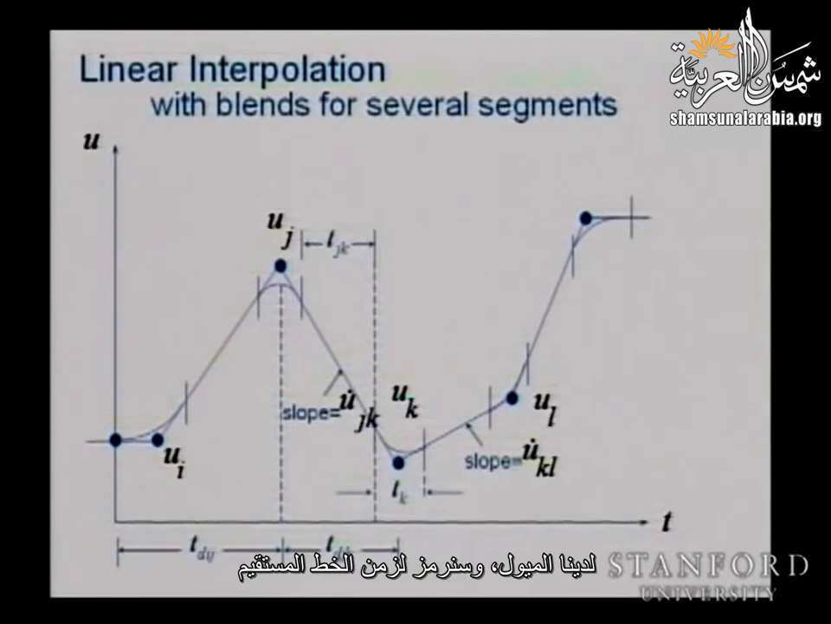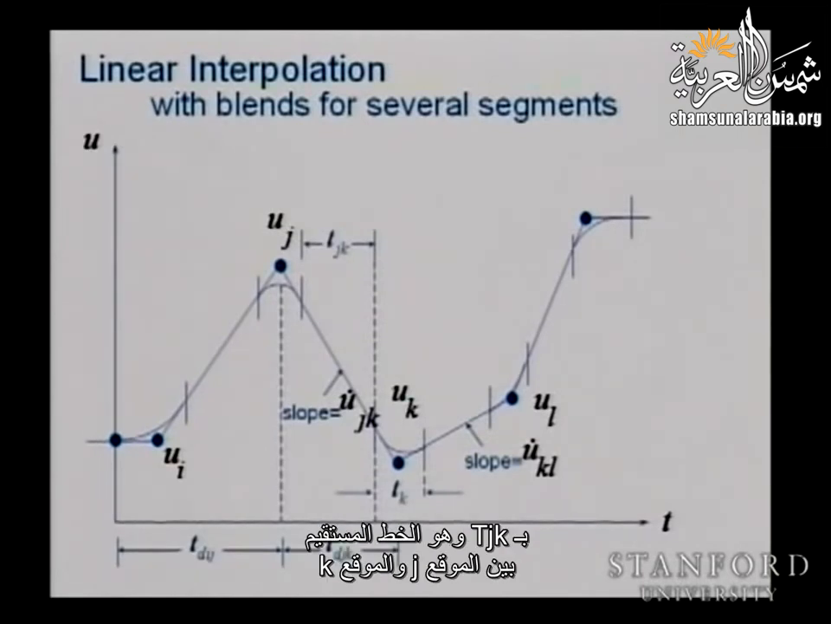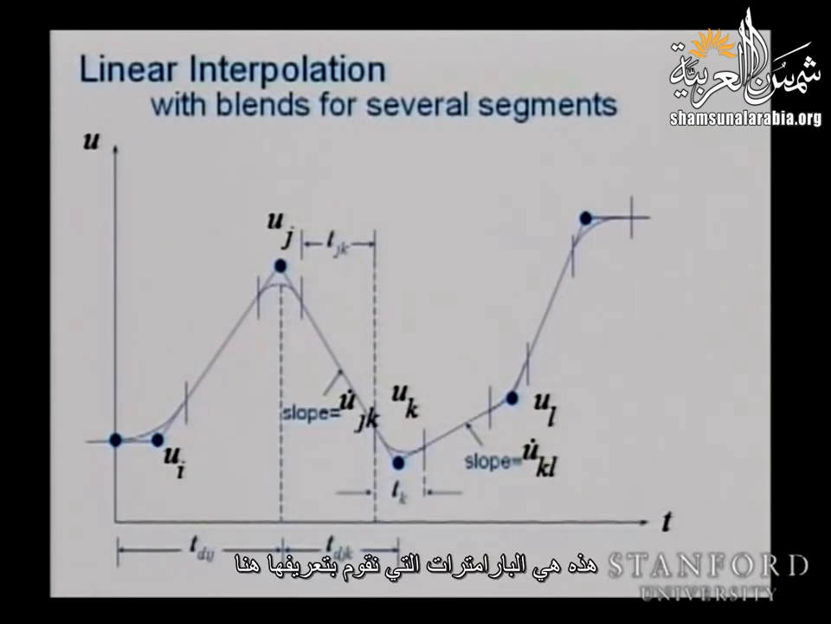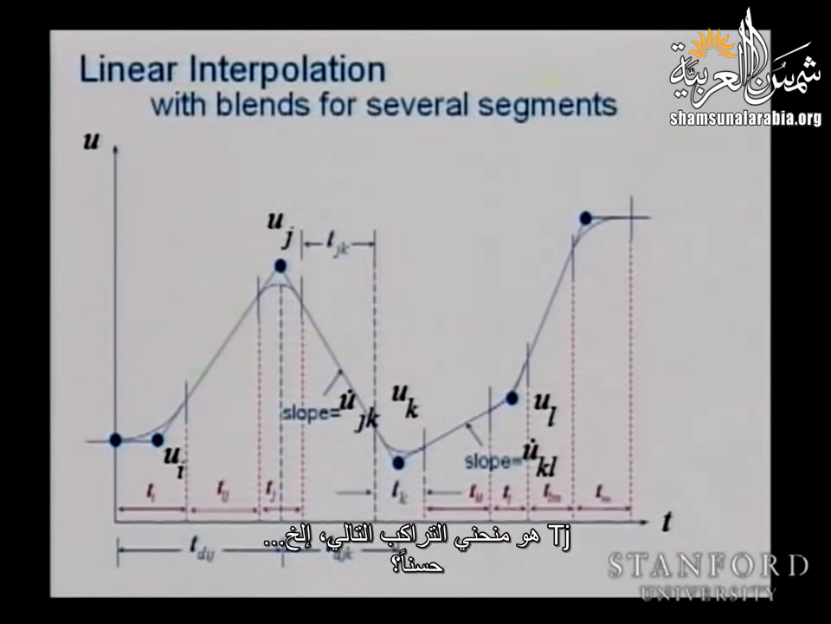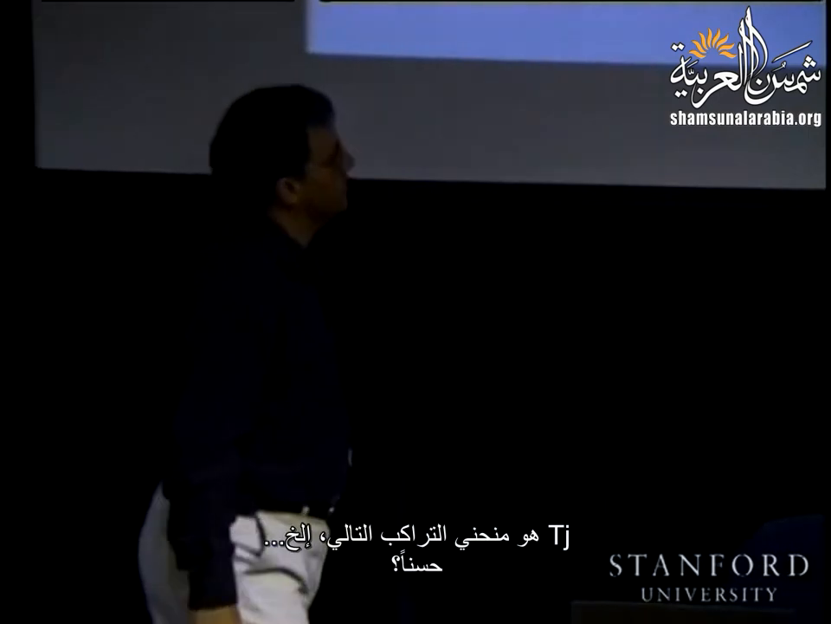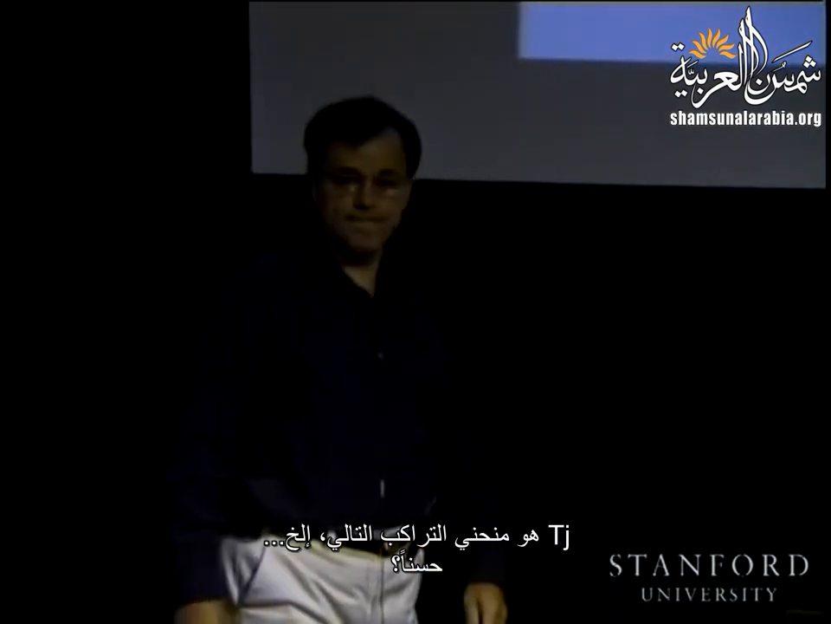We have the slopes. And then the duration of the straight line segments will be denoted with T sub JK, which is the straight line between position J and position K. Okay, so these are the parameters that we are introducing here. So then we have T sub I is the first blend, then T sub IJ is the straight line segment, T sub J is the next blend, etc. for all of them. Okay?